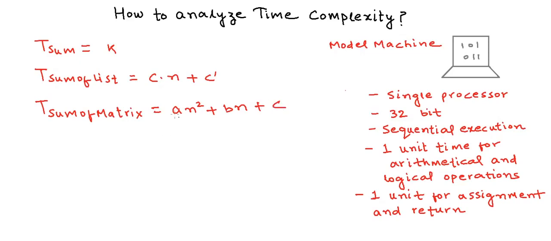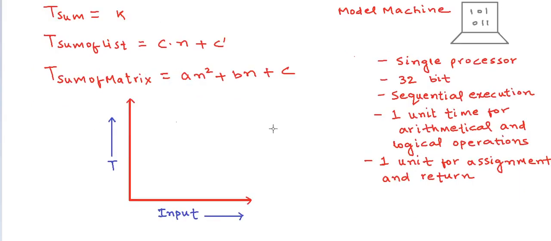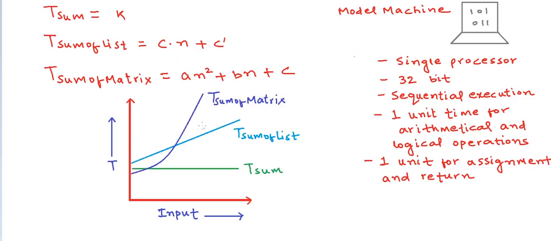So you will get some quadratic function like this, and if we try to plot these three functions on this graph, then we get something like this. In fact, the x-axis here is and should be input size, so we can call it, let's say, n. Clearly for higher values of n, the rate of growth of the quadratic function is a lot more than the rate of growth of the linear function.